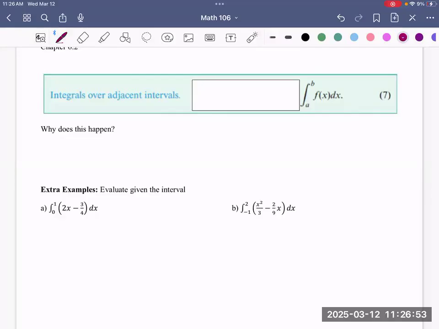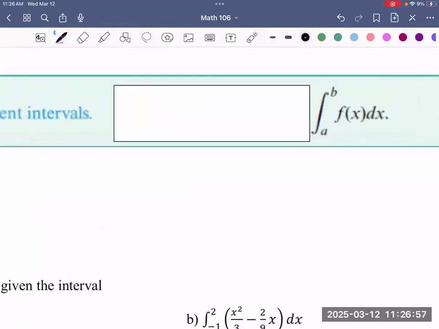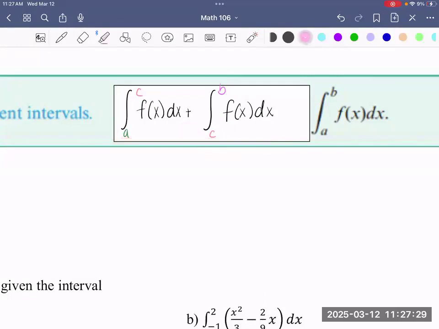So if we have integrals over adjacent intervals, that is to say, if we have the integral from A to, let's say, C, f of x, dx, plus the integral from C to B of f of x. Notice that instead of doing it in separate parts, as long as there's some sort of connection, right? We have C here, and then we have C here. We can go ahead and scratch out these two separate and just write it as one integral. That is over the interval from A all the way to B.